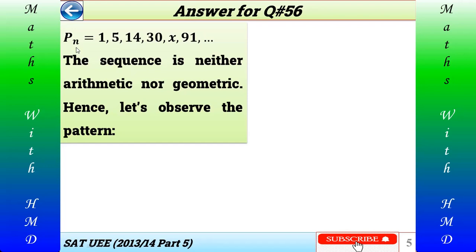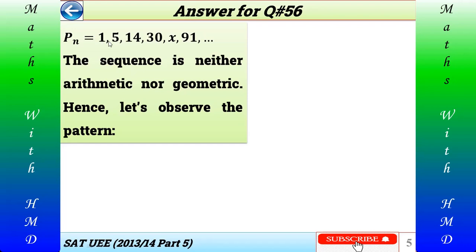Here, as you can observe, this series is not an arithmetic series, and it is not a geometric series either. Why? Because we don't have any common difference. Can you see a common difference, as there would be in an arithmetic series? 5 minus 1 is 4. What about 14 minus 5, which is 9? So we don't have any common difference.